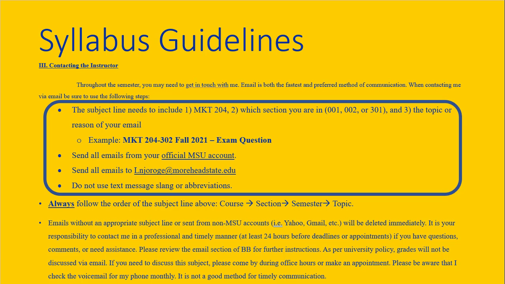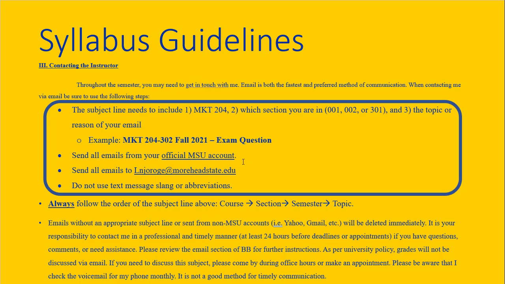So you need to make sure that when you type in a subject line, it has Marketing 204, whatever the appropriate section is, and in this case it's probably 302, and then whatever the topic is or reason for your email. So an example of that is Marketing 204-302, Fall 2021, exam question, or in your case, it's probably a quiz question.